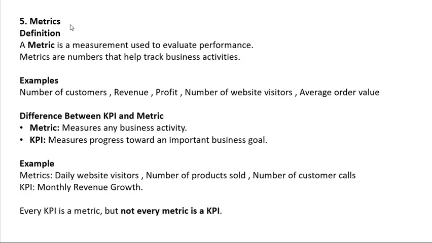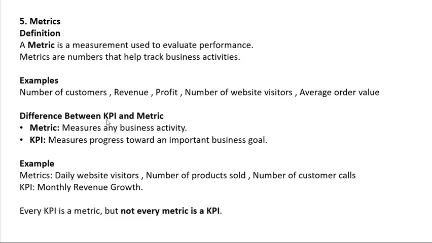And fifth is a metric. A metric is a measurement used to evaluate performance, and metrics are numbers that help track business activities. For example, the number of customers, revenue, profit, the number of website visitors, and average order value.